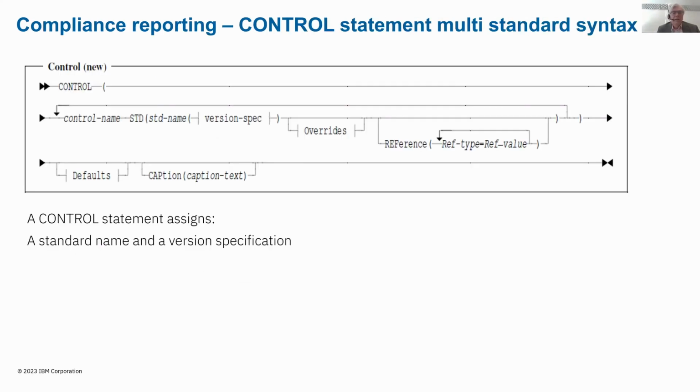So syntactically, there's now the control statement, and what's new is that it used to be a rule set, and there used to be one rule set name. There's now a list, so it starts with a parenthesis, and then you can have one or more control names. So you can have multiple control names referring to the same stuff that comes after it. Next to the control name, you give the standard name and the version, optional version.